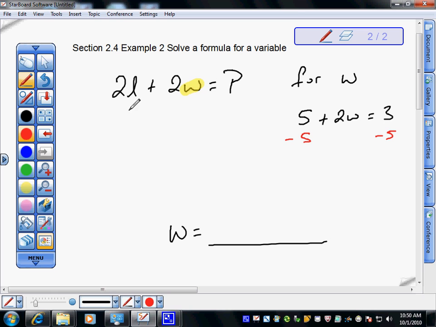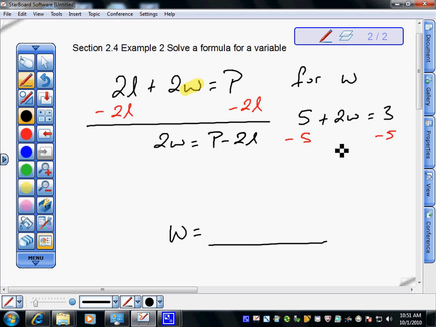It's just that 2L now looks like 5. So we'll do the same thing by saying let's subtract 2L from this side and let's subtract 2L from this side. Well, 2L minus 2L is going to give us 0, and we're left with 2W equals, well, P minus 2L. We'd like to simplify that, but P minus 2L is just P minus 2L.